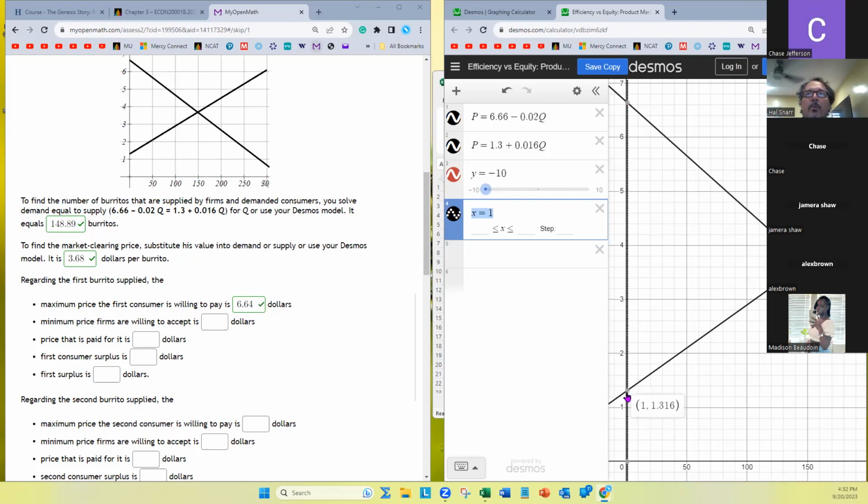Now, what are the firms willing to supply that first burrito? What's the lowest price they're willing to accept for that first burrito, if you can only sell one burrito? Or if the price is low enough, what's going to happen to a lot of burrito makers? If the price is only $1.31, or in my case, $1.32, if that's the market price, maybe one firm is willing to supply a burrito at that price, right? And that firm would be a low-cost provider, right?